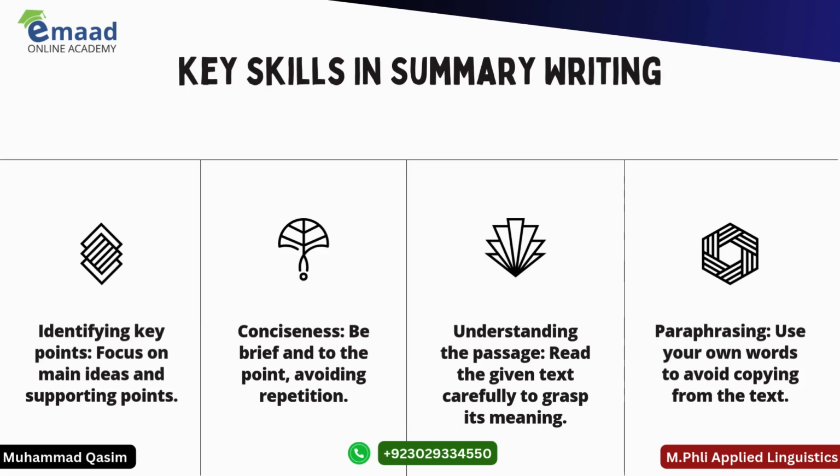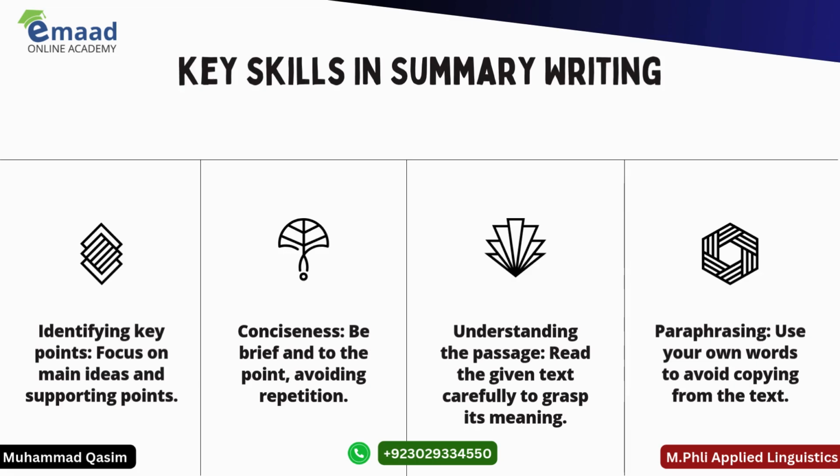The third one is understanding the passage. Read the given text carefully to grasp its meaning. This requires a very good reading technique, so you can read text well and you can extract all its thoughts and meanings. The fourth skill required in summary writing is paraphrasing. You use your own words to avoid copying from the text, but you must represent the same thoughts of the original text through your own words. So the art of paraphrasing you need to master, and it requires a lot of practice.